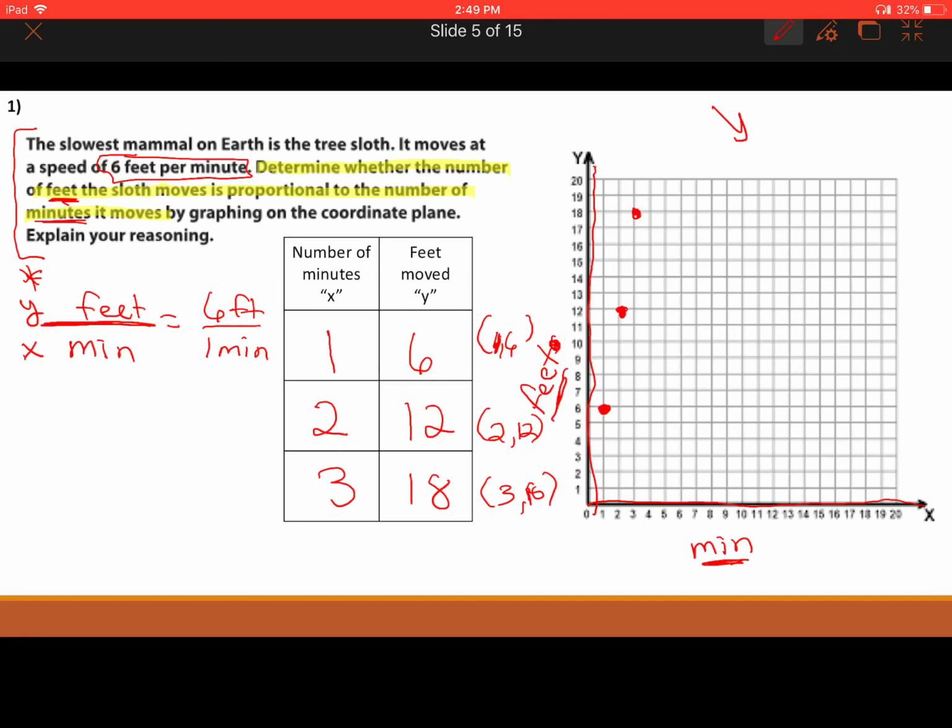Now, we can't tell by looking at this, but if we connect our dots, we will see that this line actually does go straight through the origin. So to answer the question, is this relationship proportional? We would have to say yes. This relationship is proportional. Why? Because it's a straight line. Because the line is straight.